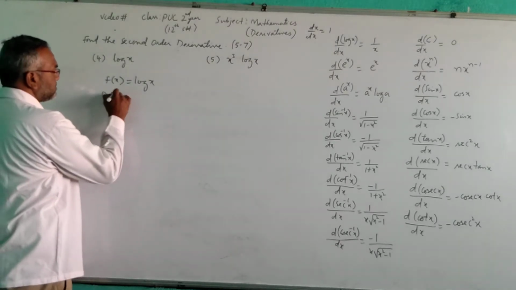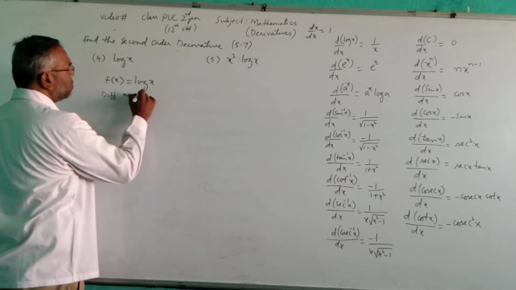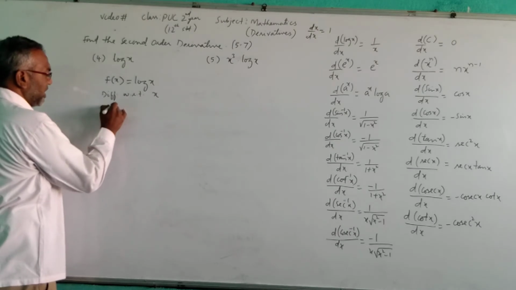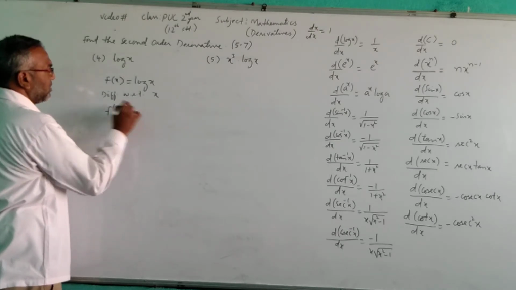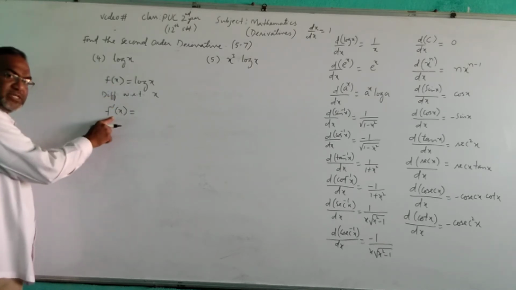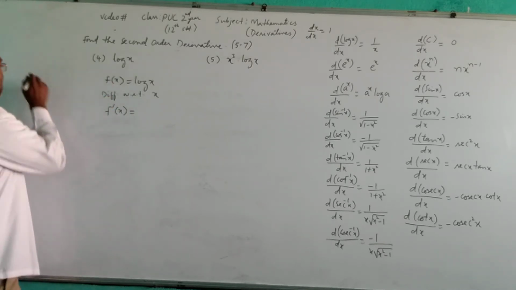Differentiate with respect to x. When we differentiate f of x, we must write f dash of x. What does f dash of x mean? The first order derivative of f of x is f dash of x, right?